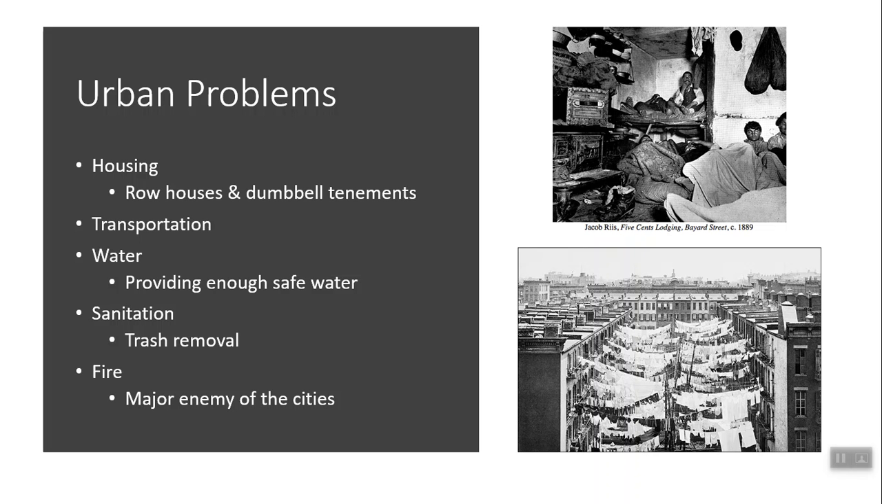Housing with row houses or dumbbell tenements. The picture at the bottom is of dumbbell tenements, where they are shaped somewhat like a dumbbell, like a weight that you lift, and that area where you see the wash hanging would be the yard, where that might be where the well is and where the outhouse is, and of course where they would hang all of their wash.